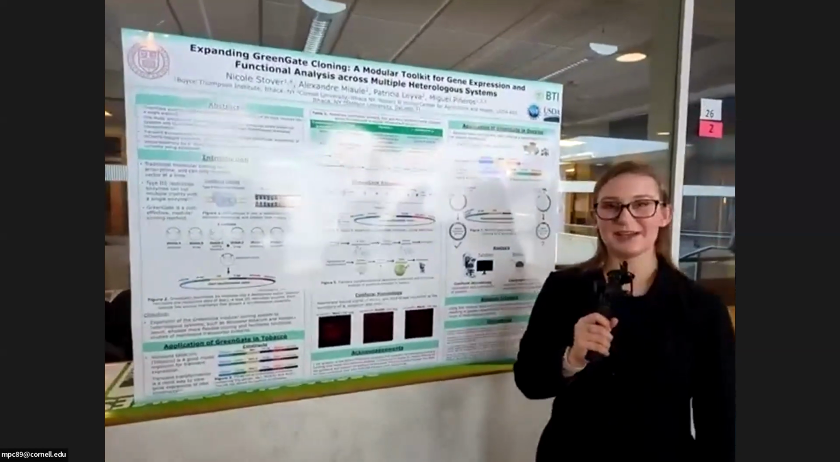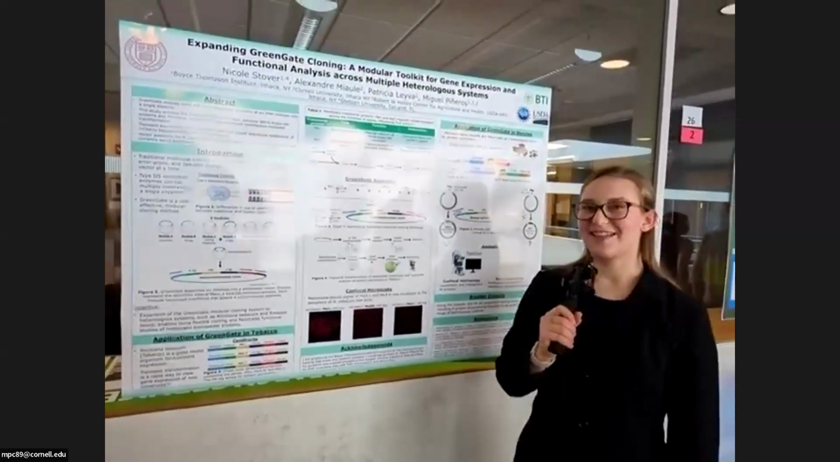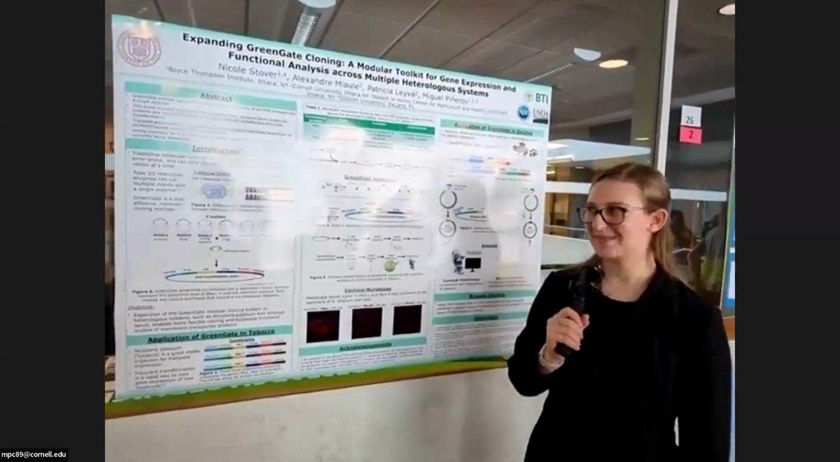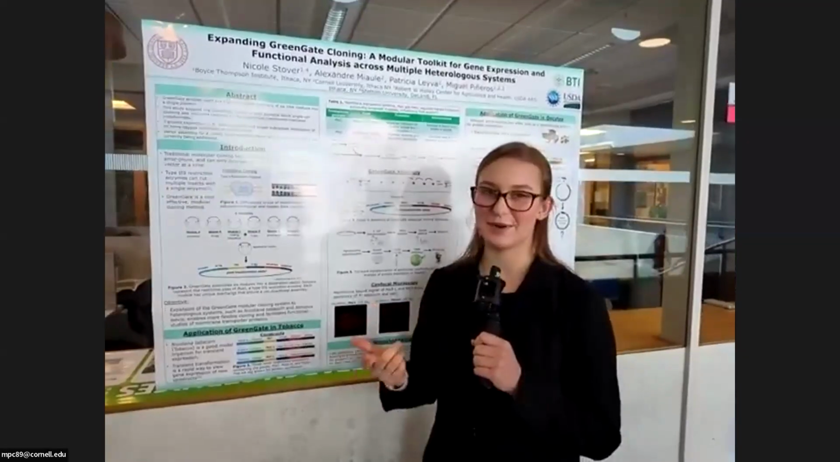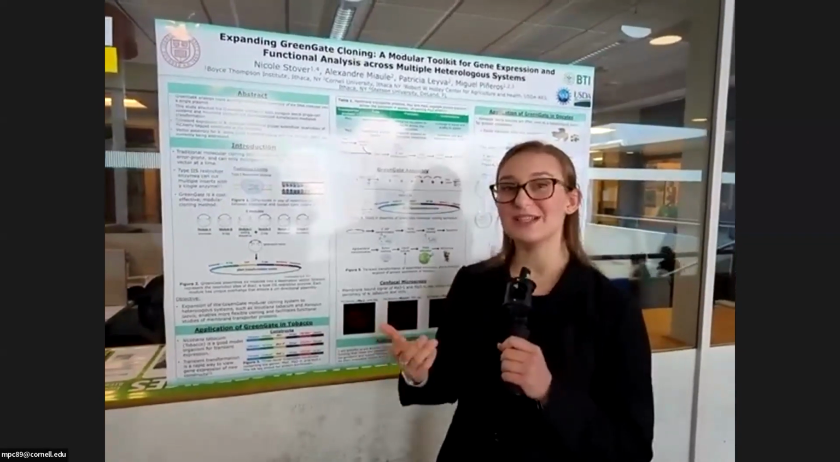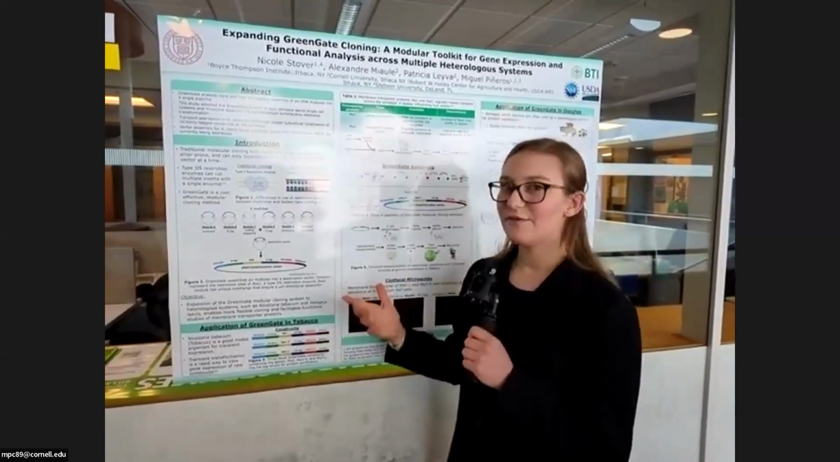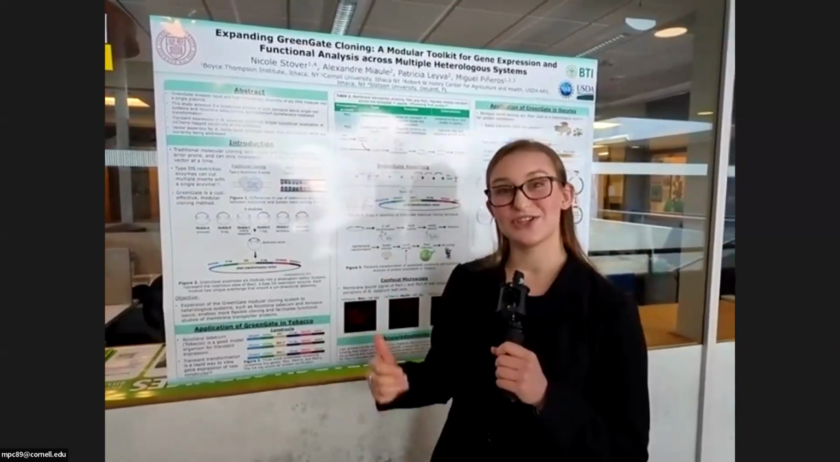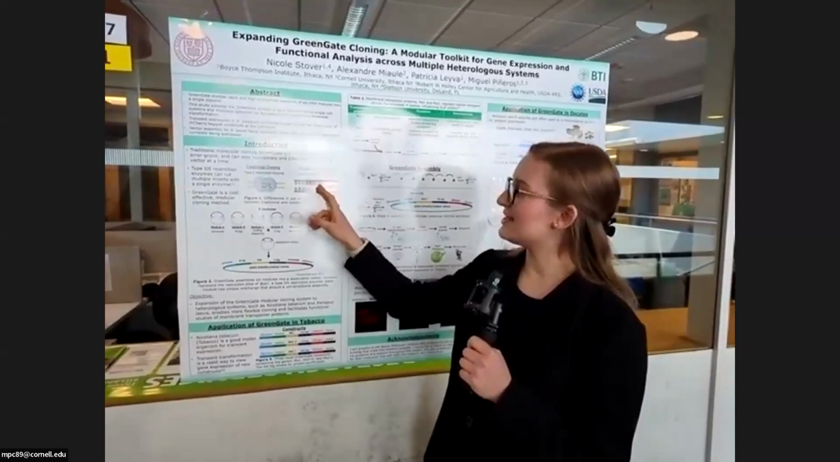So my project is expanding Green Gate cloning, a modular toolkit for gene expression and functional analysis across multiple heterologous systems. Traditional molecular cloning techniques are time-consuming and labor-intensive, and they use an enzyme with great specificity that only forms one type of overhang.